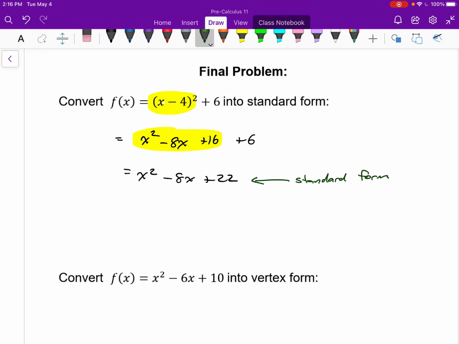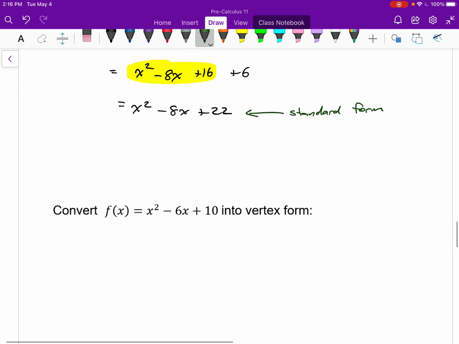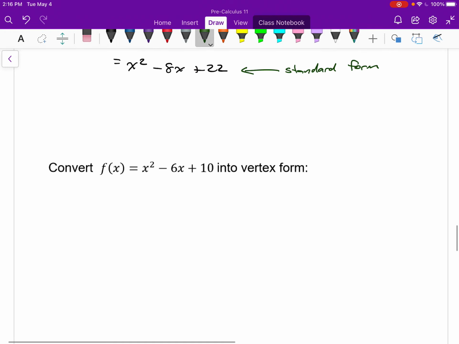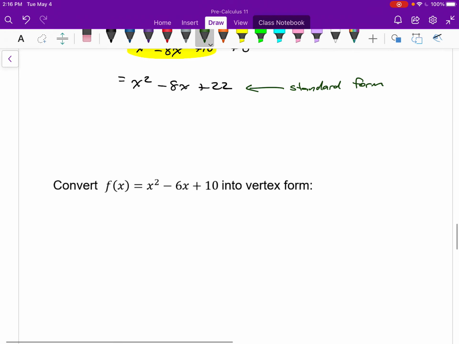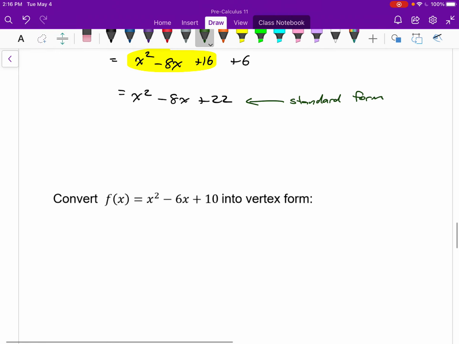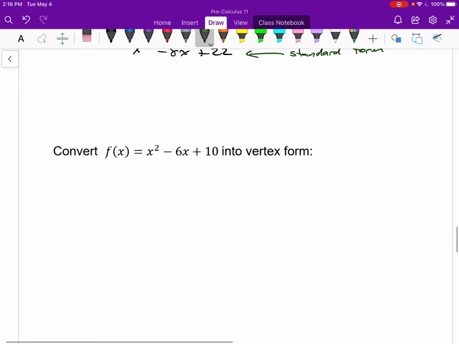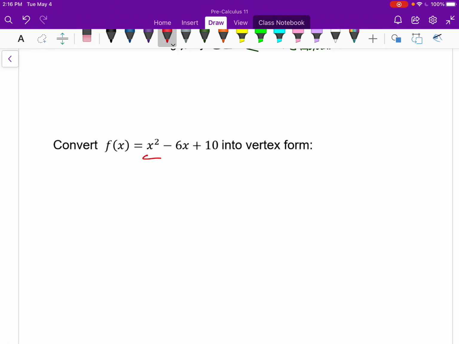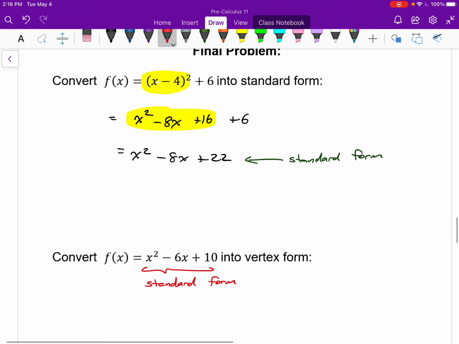OK, but how can we go the other way around? How can I take this equation in standard form and put it into vertex form? OK, so I have a different equation here now. So again, what we have here is in standard form. I want to put it into vertex form. How can I do that?